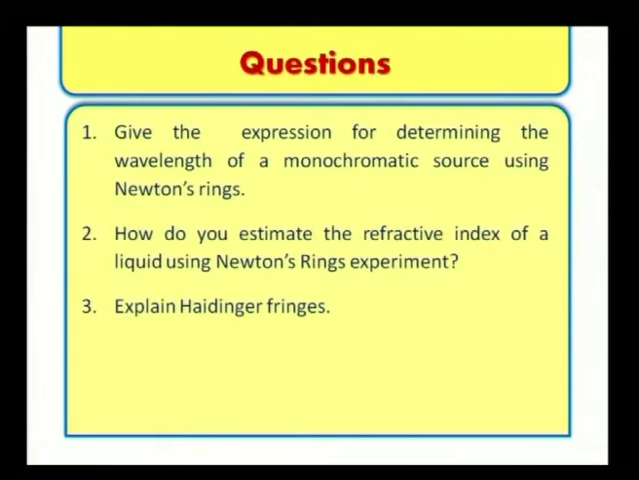The questions are: number 1, give the expression for determining the wavelength of a monochromatic source using Newton's rings. Question number 2, how do you estimate the refractive index of a liquid using Newton's rings experiment? Question number 3, explain Haidinger fringes.